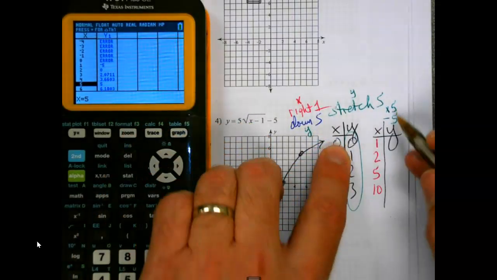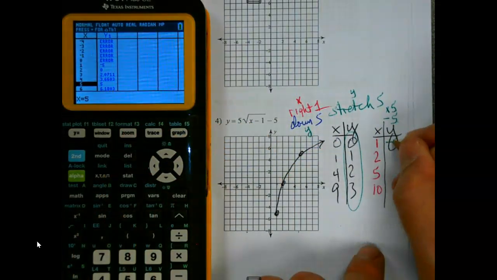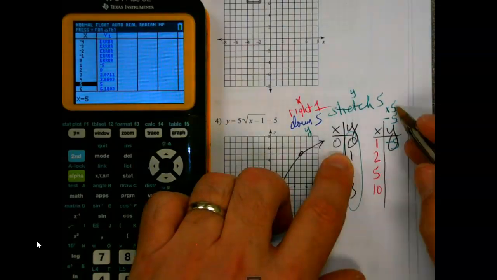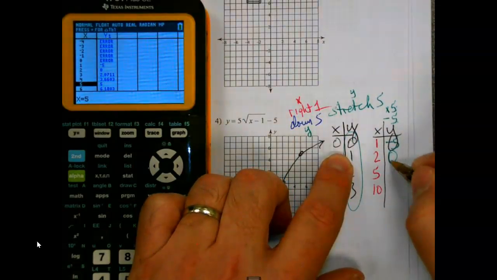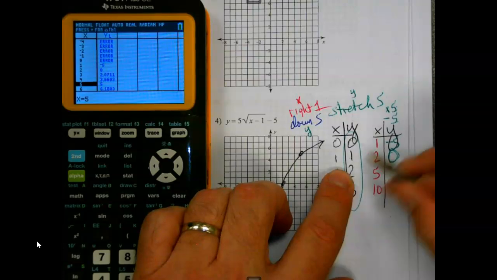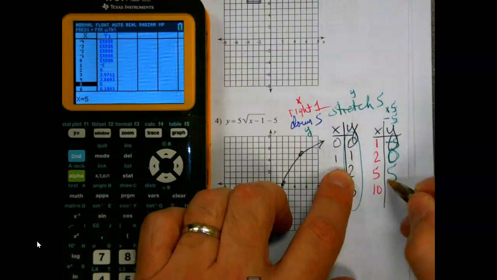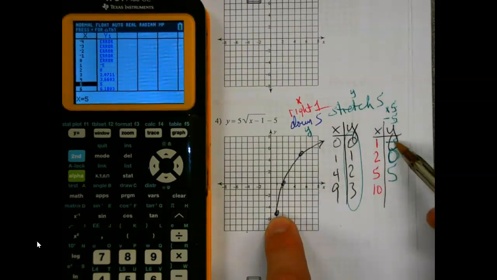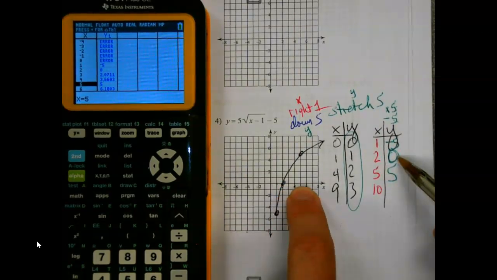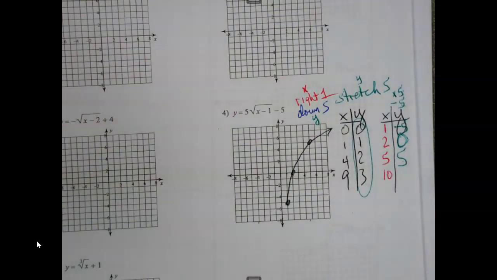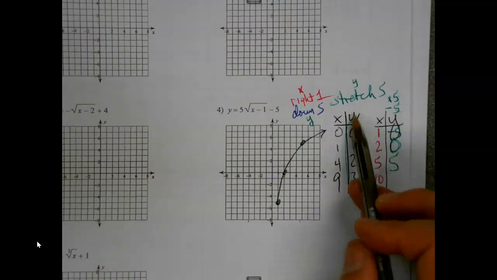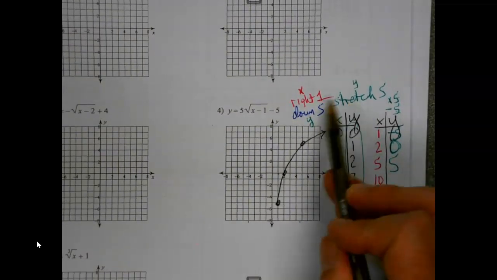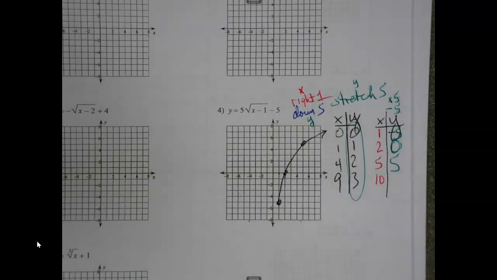0 times 5 is 0, minus 5 is -5. 1 times 5 is 5, minus 5 is 0. 2 times 5 is 10, minus 5 is 5. And I want you to notice something. 1, -5; 2, 0; 5, 5. That's pretty slick. So that's when there's a lot of things going on. But the thing to remember is your y's always adjust with these. X only adjusts with left and right.